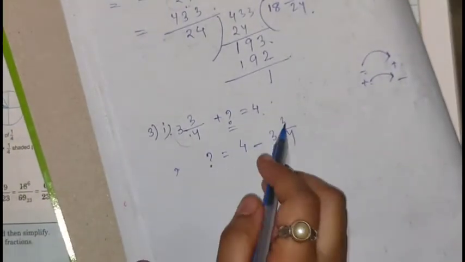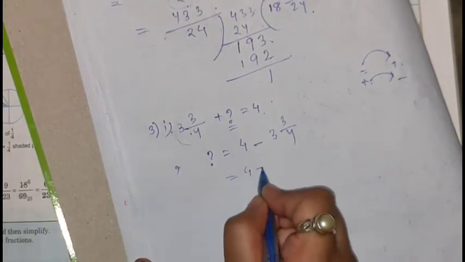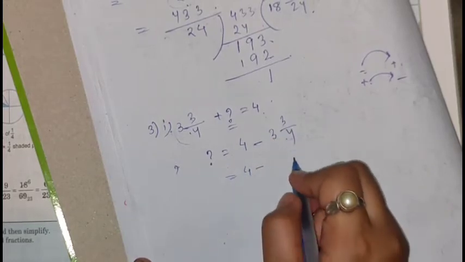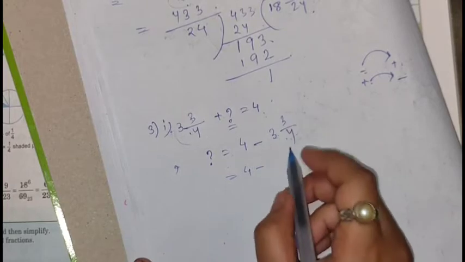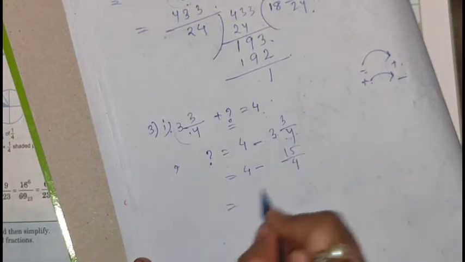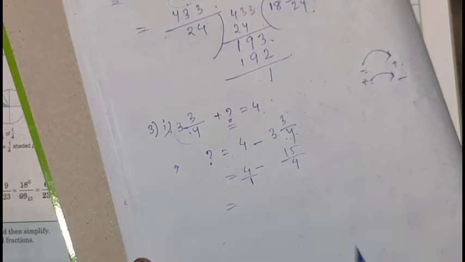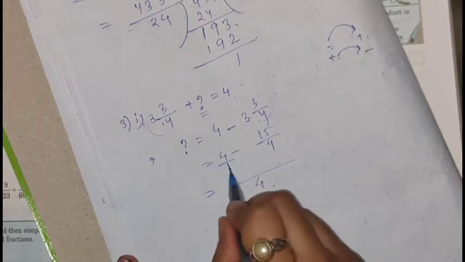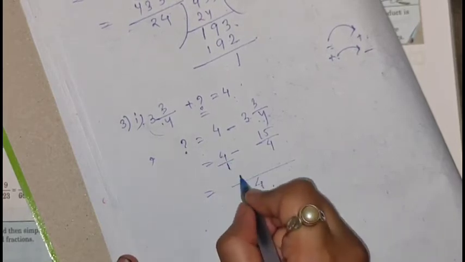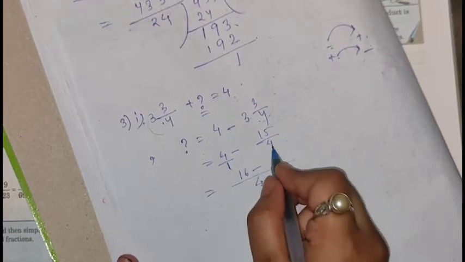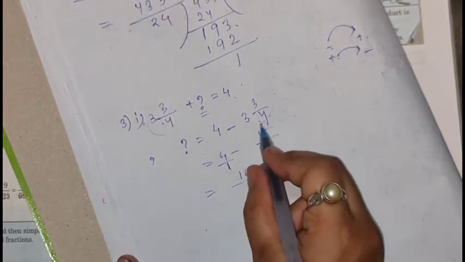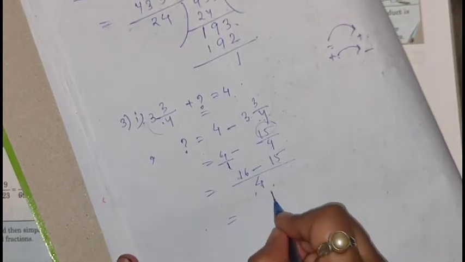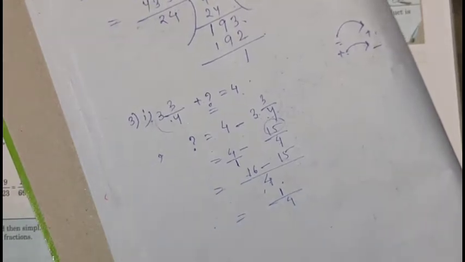4 minus 3 whole 3 by 4. You have to convert this mixed fraction into an improper fraction. 3 4s are 12 plus 3, 15 by 4. Here there is nothing, meaning the denominator is 1. The LCM of 1 and 4 is 4. Dividing 4 by 1 we get 4, and 4 times 4 is 16. Minus, dividing 4 by 4 we get 1, and 1 times 15 is 15. So 16 minus 15 is 1, so 1 by 4 will be the answer.